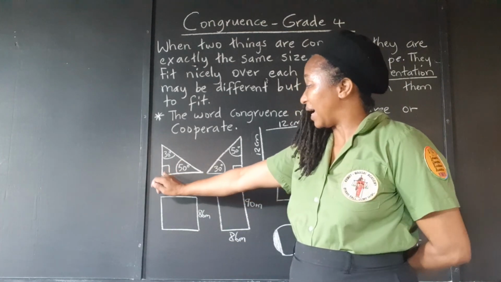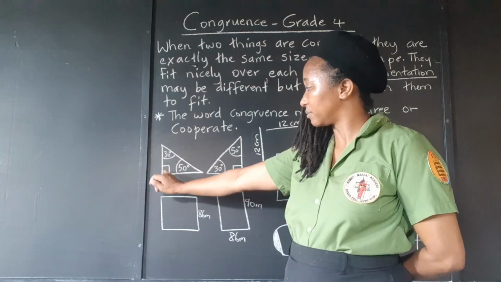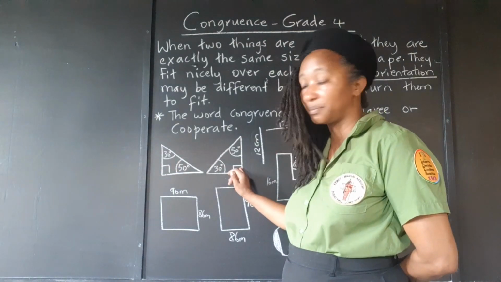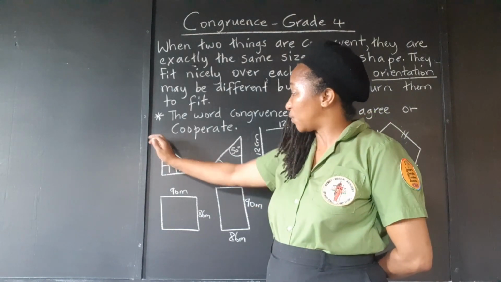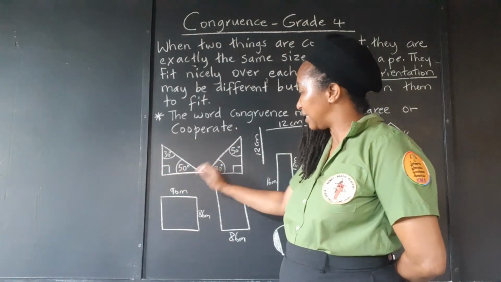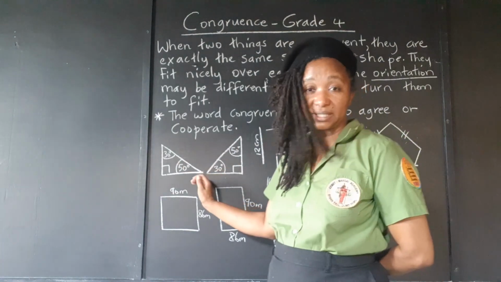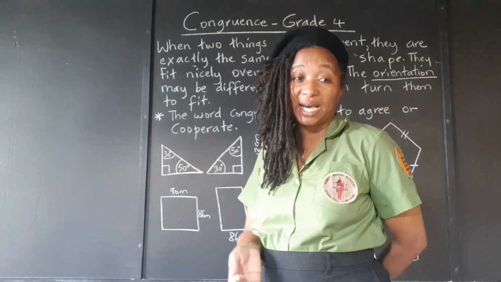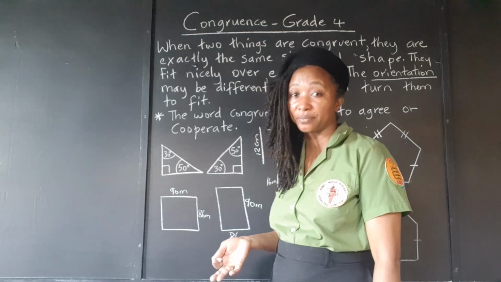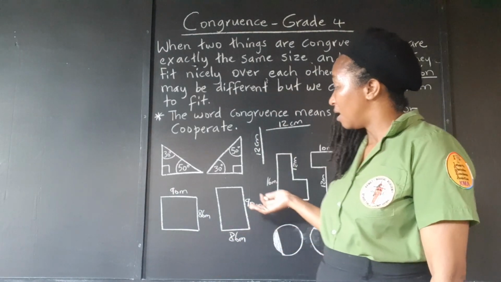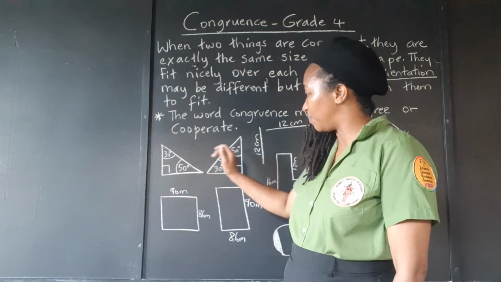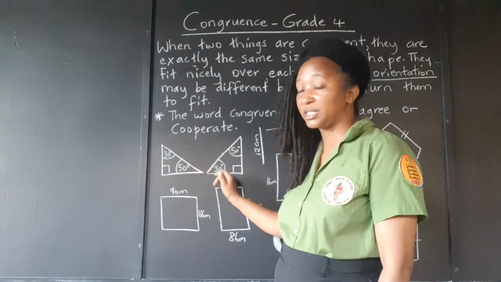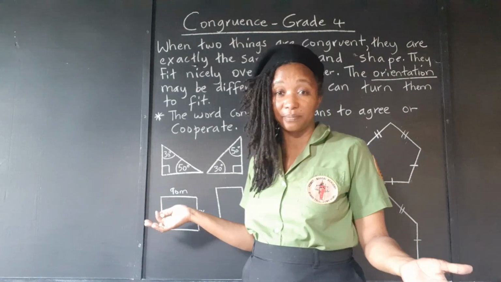They both have a right angle. But this one is turned towards the right, this one is turned towards the left. Would you say that they are congruent? This has 30 degrees, 50 degrees at the top. 50 degrees at the bottom, 30 degrees at the bottom.